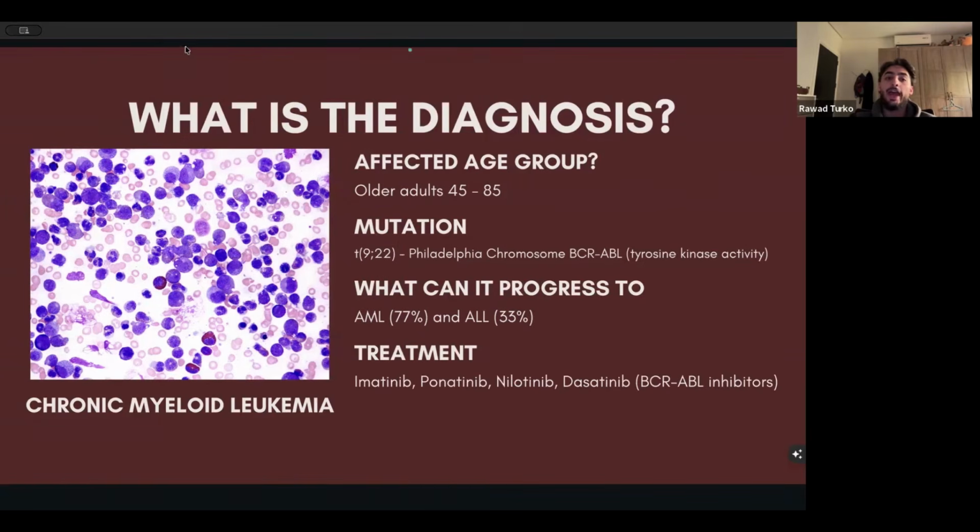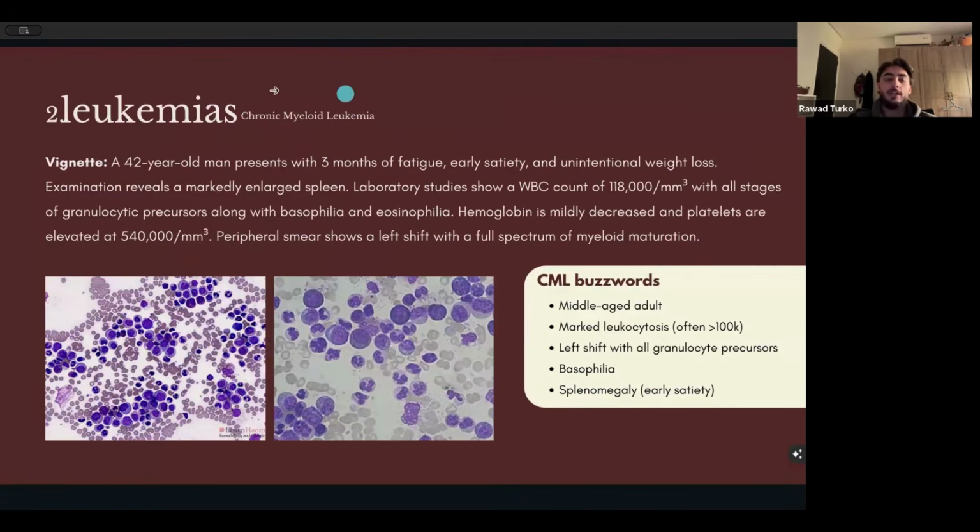Okay. And what's the treatment? The treatment are any inhibitors of the Philadelphia chromosome. So you can get imatinib, that's the one that's most commonly asked about, I think, and then the rest of these. So ponatinib, nilotinib, and dasatinib.